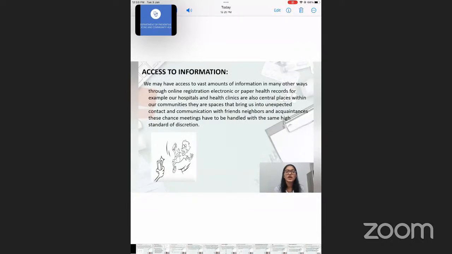Access to information. We may have access to vast amounts of information in many other ways through online registration, electronic or paper health records. For example, our hospitals and healthcare clinics are also central places within our communities. They are spaces that bring us into unexpected contact and communication with friends, neighbors, and acquaintances. These chance meetings have to be handled with the same high standard of discretion.